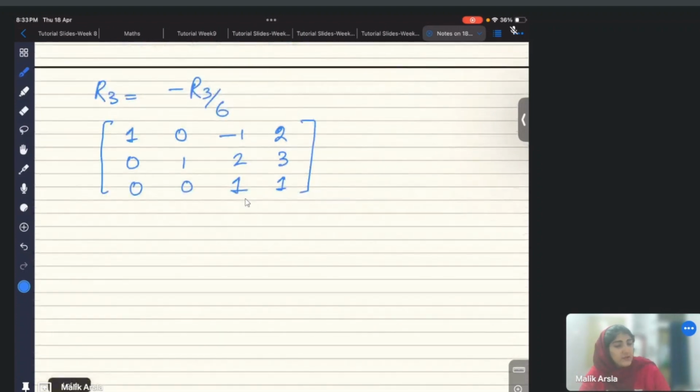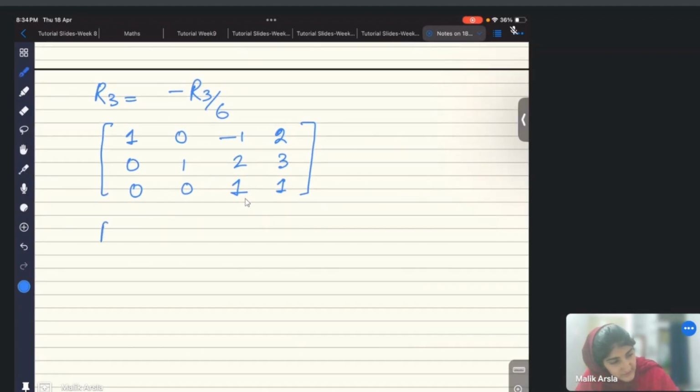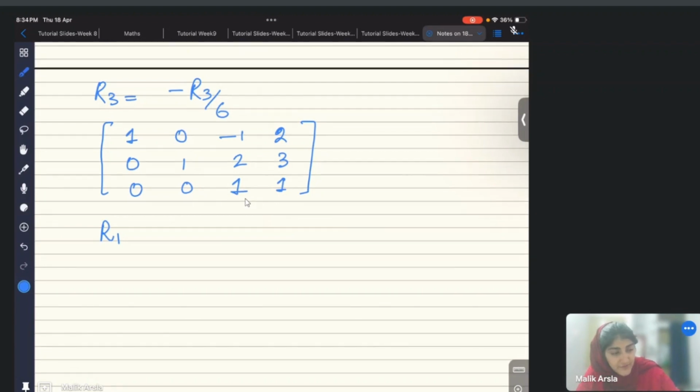Now again we have to try to make these two entries 0. So we add r1 with r3 in order to make that equal to 0, and these first two entries will remain unchanged because the first two entries of row 3 are 0. So r1 is equal to r1 plus r3.